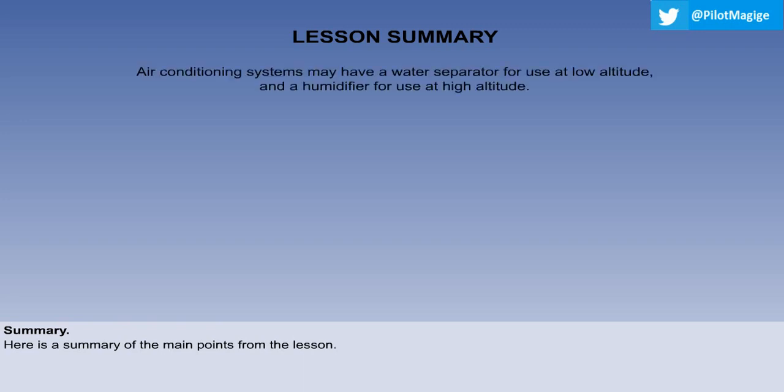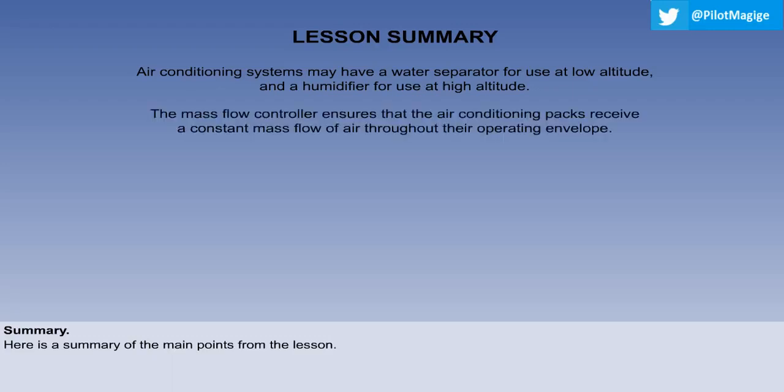You should now know that air conditioning systems may have a centrifugal water separator for use at low altitude, and a humidifier supplied with potable water for use at high altitude. You have seen that the mass flow controller ensures that the air conditioning packs receive a constant mass flow of air throughout their operating envelope.